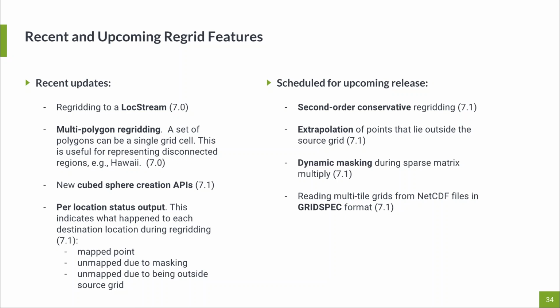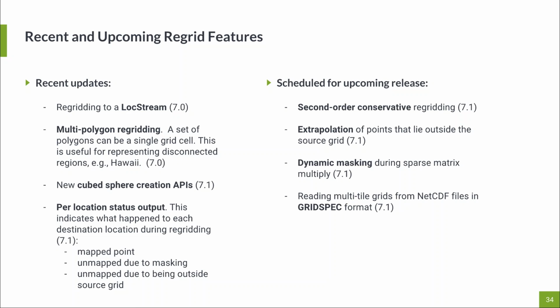Another thing is the per location status output. What this allows you to do is, after I do a regrid operation, I could go through each of the destination cells and understand: was that cell mapped to, and if it wasn't mapped to, why not? Maybe it wasn't mapped to because the source was masked out, so it didn't have enough source points to do a meaningful interpolation to that destination. This allows you then, as the user, to make a choice. What do you want to do with the unmapped cells?